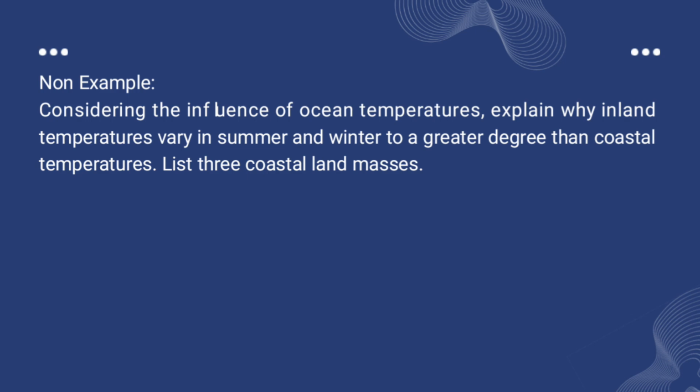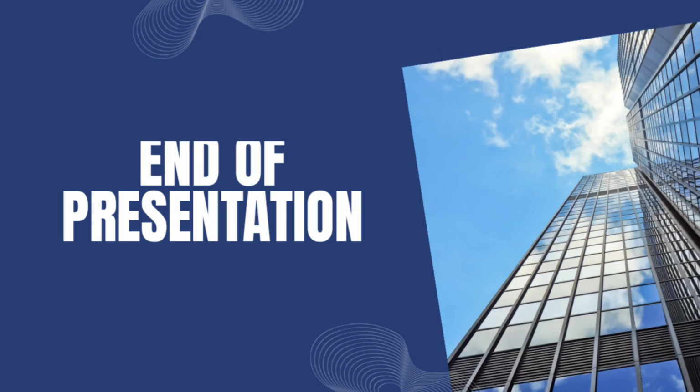Then list 3 coastal land masses. This is an example of a restricted essay because it asks you to list 3 coastal land masses. So the essay focuses on what is asked, that they list three coastal land masses. So that's it for my topic, the types of essay and the guidelines of formulation and scoring of essay.